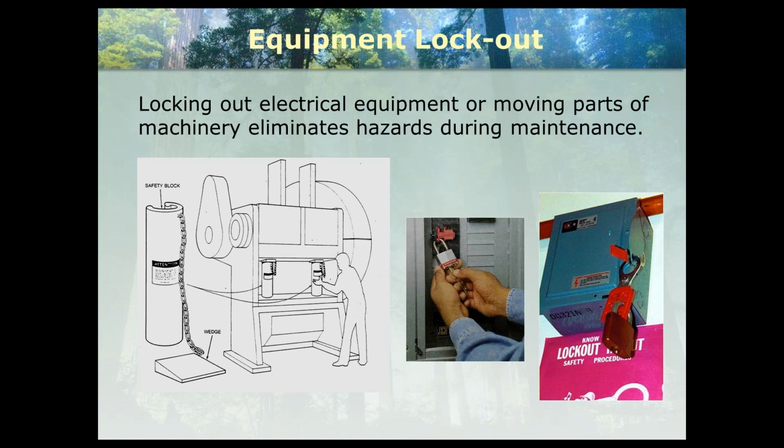We talk about lockout of electrical equipment or moving parts of machinery, which eliminates hazards during maintenance. So lockout tagout is another form of control of a hazard that would go into that third column of the JSA.